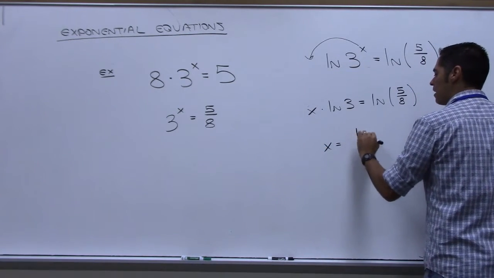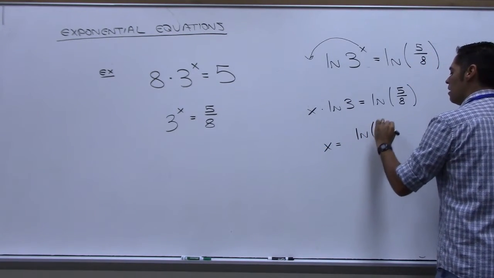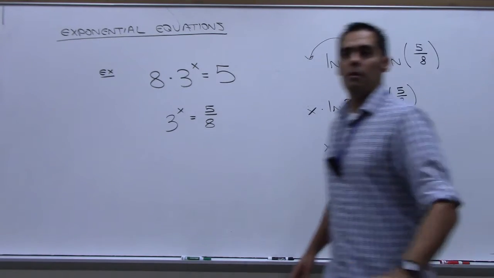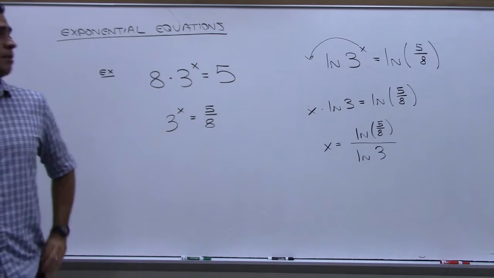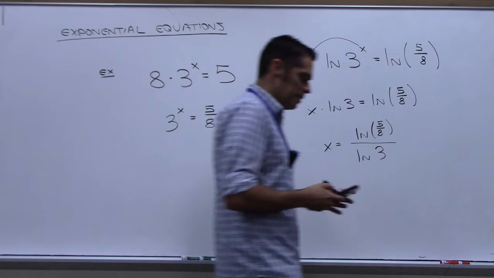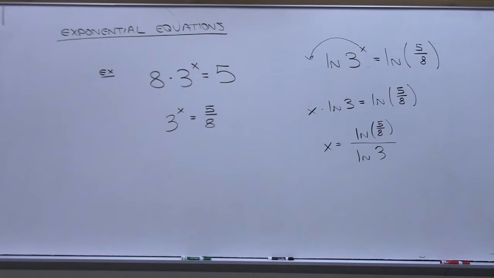So this will be a good exercise on your calculator, whether or not you can do this correctly. You have to take 5/8 and take the natural log of it. Then divide that by the natural log of 3. Now, a lot of you have calculators that you can type it all in at one time, and that's great. Just be careful with your parentheses.